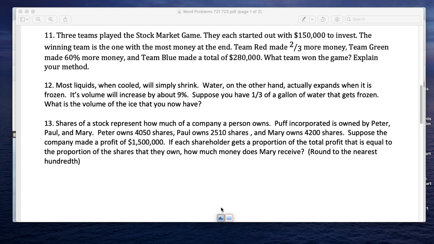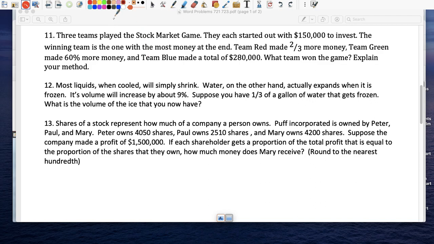So let me write that down. So Team Red, so they start with 150,000. And they earn 2/3 more. So we're going to multiply. Remember we talked about, we're going to multiply that by 1 and 2/3. So this is the red team.